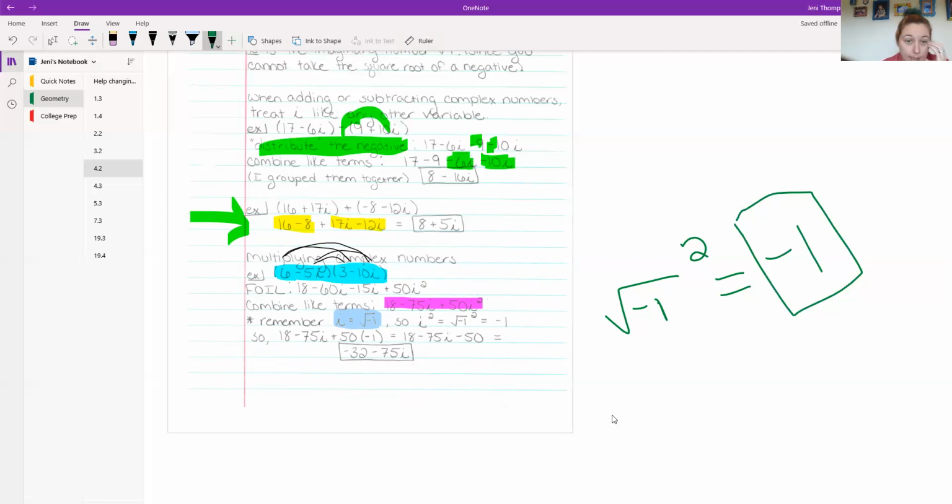So that's it. Multiplying complex numbers, adding and subtracting complex numbers. You treat i just like any other variable when you're combining your like terms. The only extra step that you take is this last one here, when you wind up with an i squared after multiplying, because that i squared is actually negative 1.